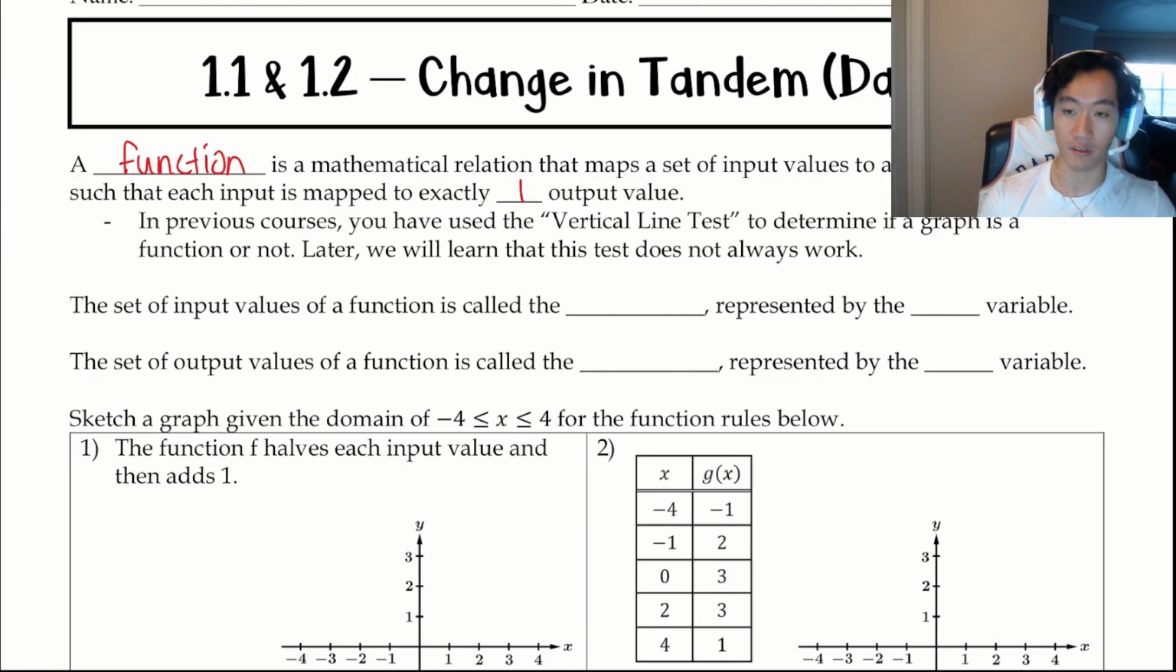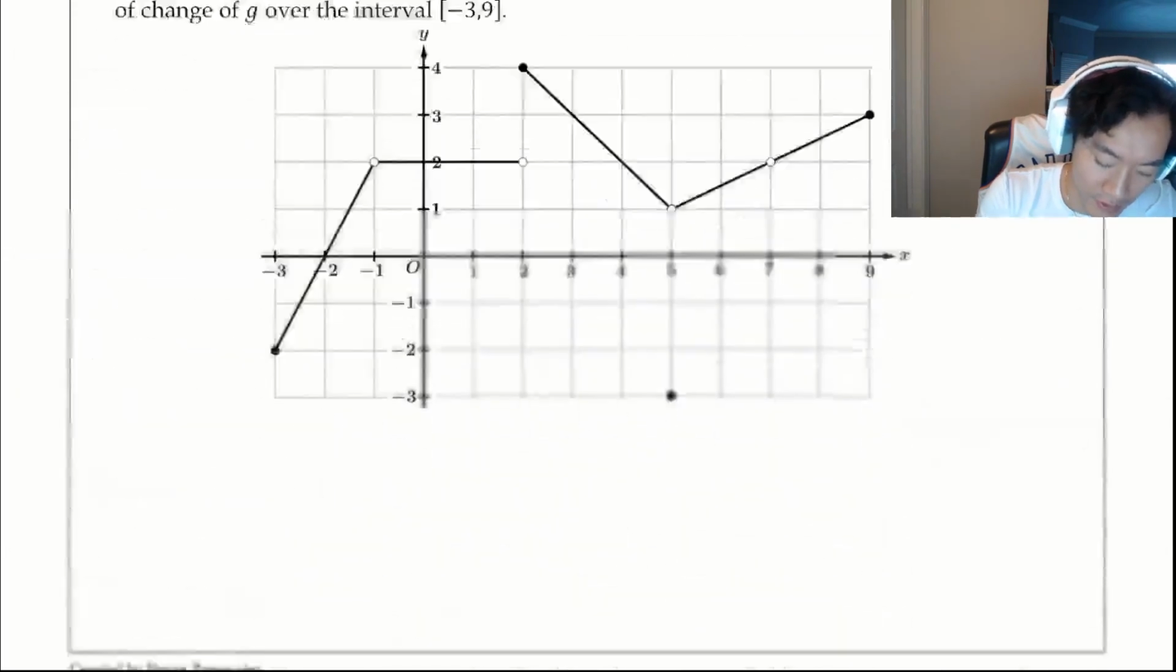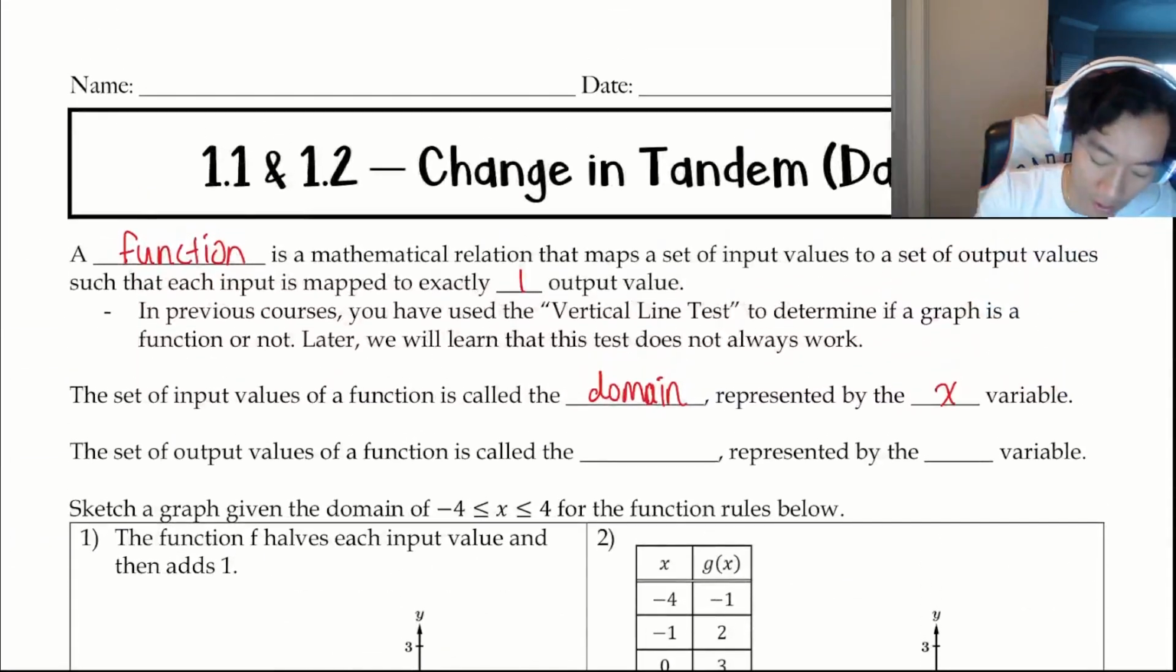Now, to cover the rest of the spaces that we have here, the set of input values of a function is called the domain, right? The list of all input values is a domain, usually represented by the x variable. And the set of output values of a function is called the range, right? Hopefully we remember those key terms, and this is represented by the y variable.